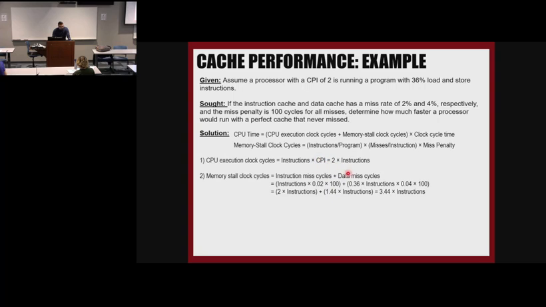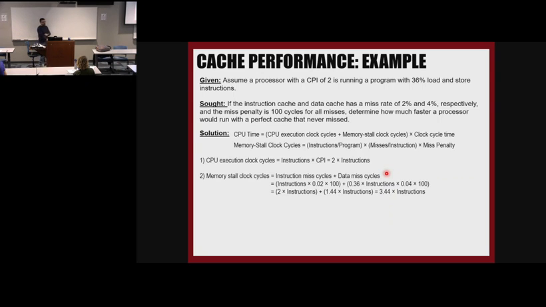For the data miss cycle though, we have to check what's the percentage of the load and store instructions. Because for the instruction memory, every instruction should go to the instruction memory, no matter what. 100% of instructions go to the instruction memory. For the data memory, only the percentage of the load store instructions go to the data memory.